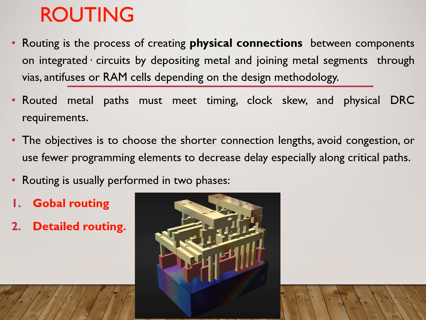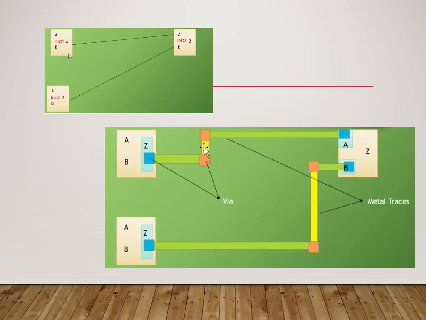Routing can be performed in two phases: global routing and detailed routing. This diagram clearly shows how the routing takes place. It takes place in different layers, and more than 10 layers can be used to make connections in an IC. To make the connections, we need horizontal tracks, vertical tracks, as well as wires. The green line indicates the horizontal track, the yellow line indicates the metal track. If you want to make a connection between two layers, we need the wires.